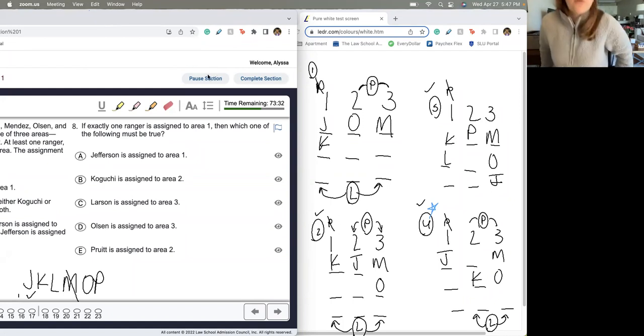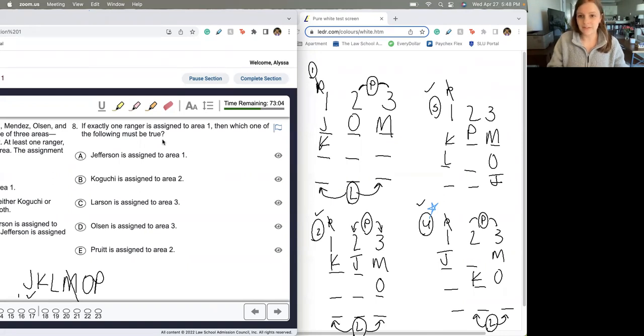So let's go over the question and use our diagrams to answer it, because this is a question where you can actually predict the answer. And this is a question that is actually better at showing how your worlds can be a huge time saver than the other question. I looked at this question and immediately knew it within 5 seconds. So we have our question saying if exactly one ranger is assigned to area 1. So I'm going to pause right there.